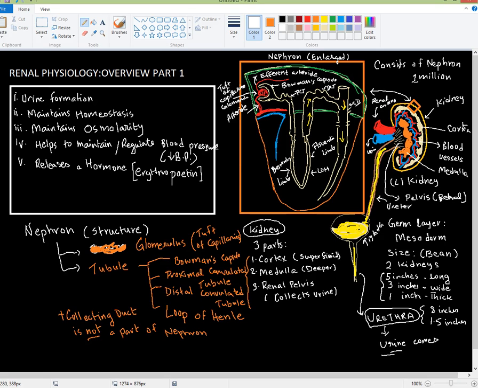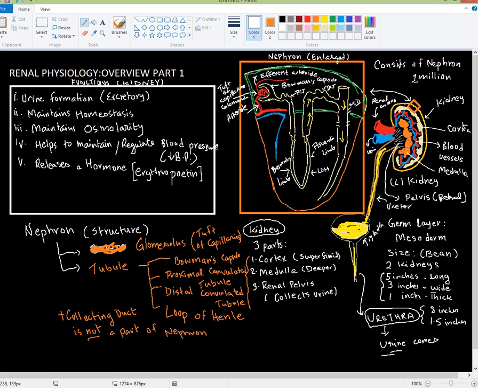Okay, so this is, and obviously urine formation is excretion, one of the major excretory functions. So these are all the functions of the kidney. Okay, so how is urine formed?